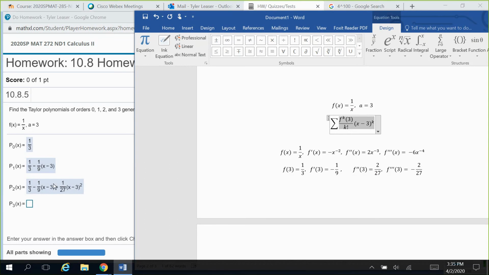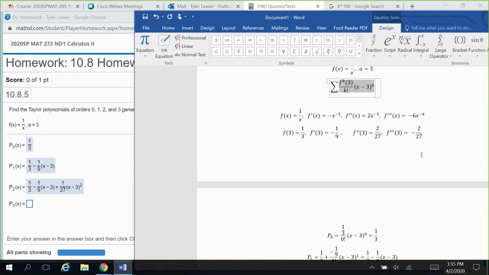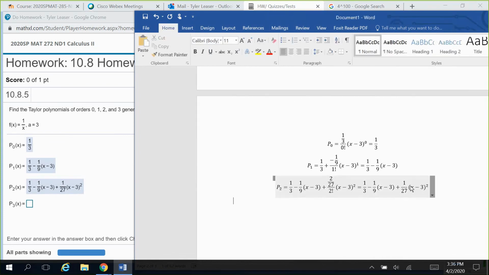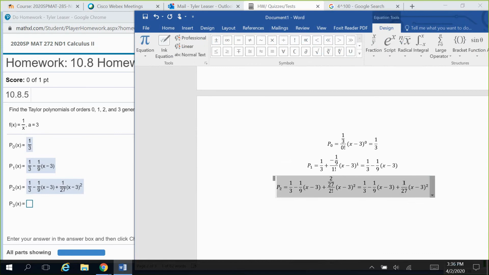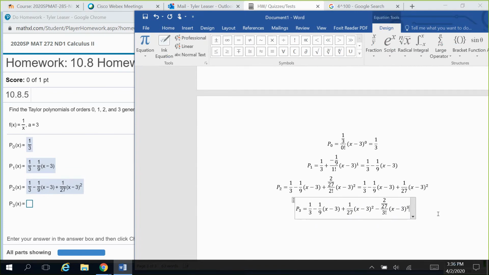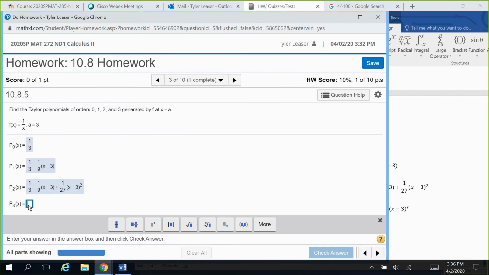So it would just be this, and then you would subtract by the third derivative at 3, negative 2 over 27, divided by 3 factorial, and then x minus 3 all cubed. And copy paste. So p sub 3 would be all of that stuff minus the 2 over 27 divided by 3 factorial times x minus 3 all cubed. 2 over 27 divided by 3 factorial is going to be 1 over 81, I think. Can I copy paste from here? No, of course not.